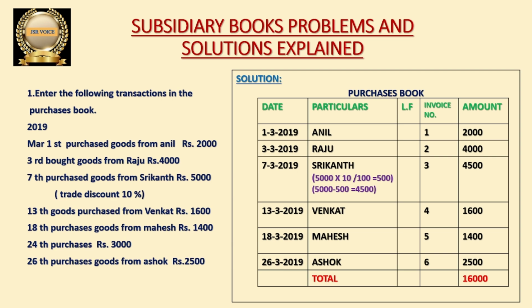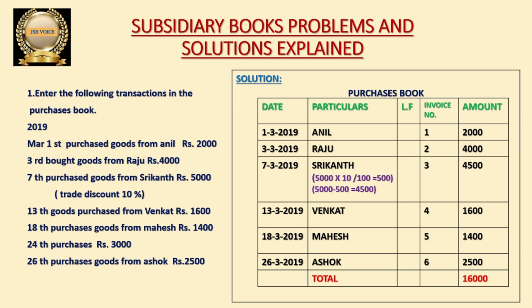So columns are ready and we should see the transactions on the left side. Transactions are available date wise in the question on the left side. That will be analyzed and we should record those that are going to appear in this book in the solution. Let us read the first one. March 1st, 2019. March 1st, what happened? Purchased goods from Anil.